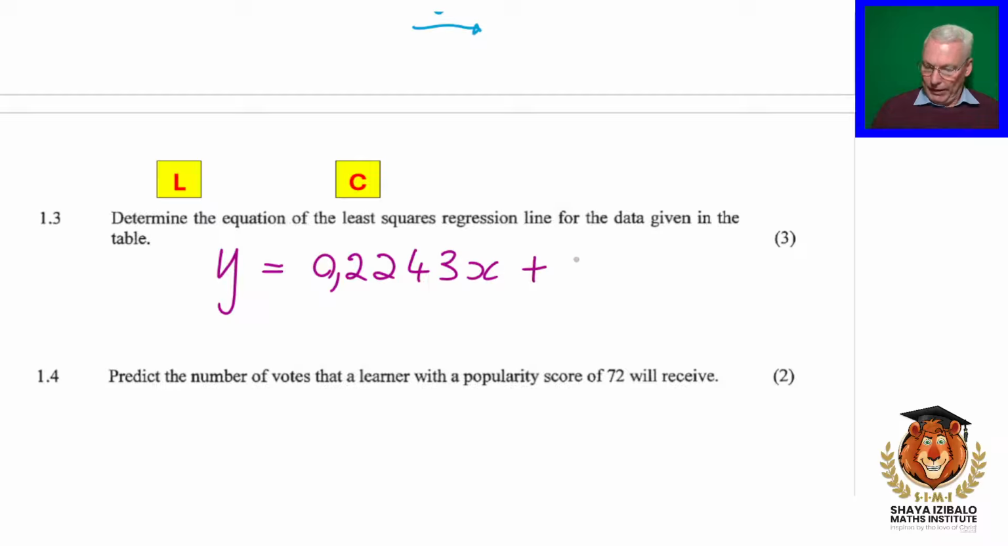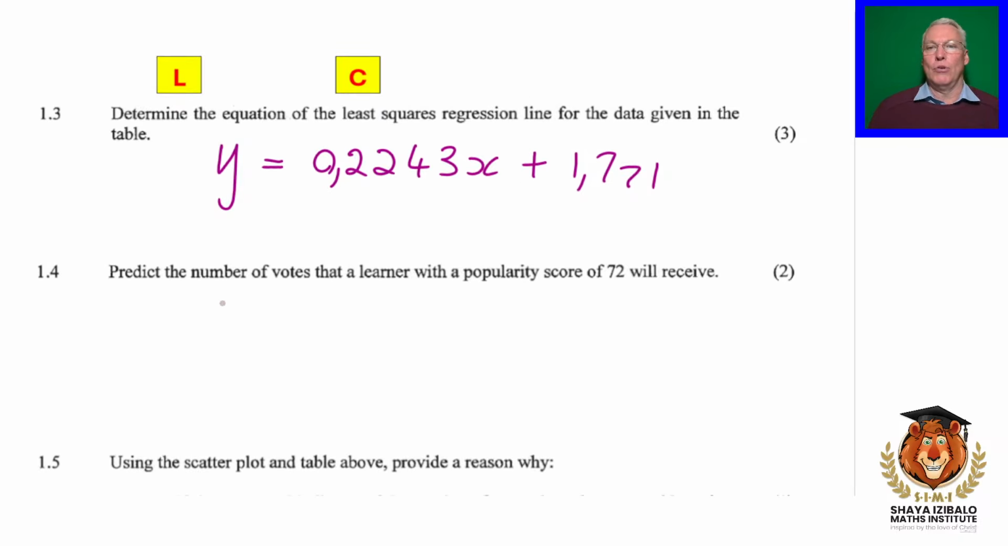plus 1,771. Okay, and that's our equation. Right, notice that there's 3 marks, and the real reason for that is the time taken to put the thing into the calculator. Predict the number of votes that a learner with a popularity score of 72 will receive.